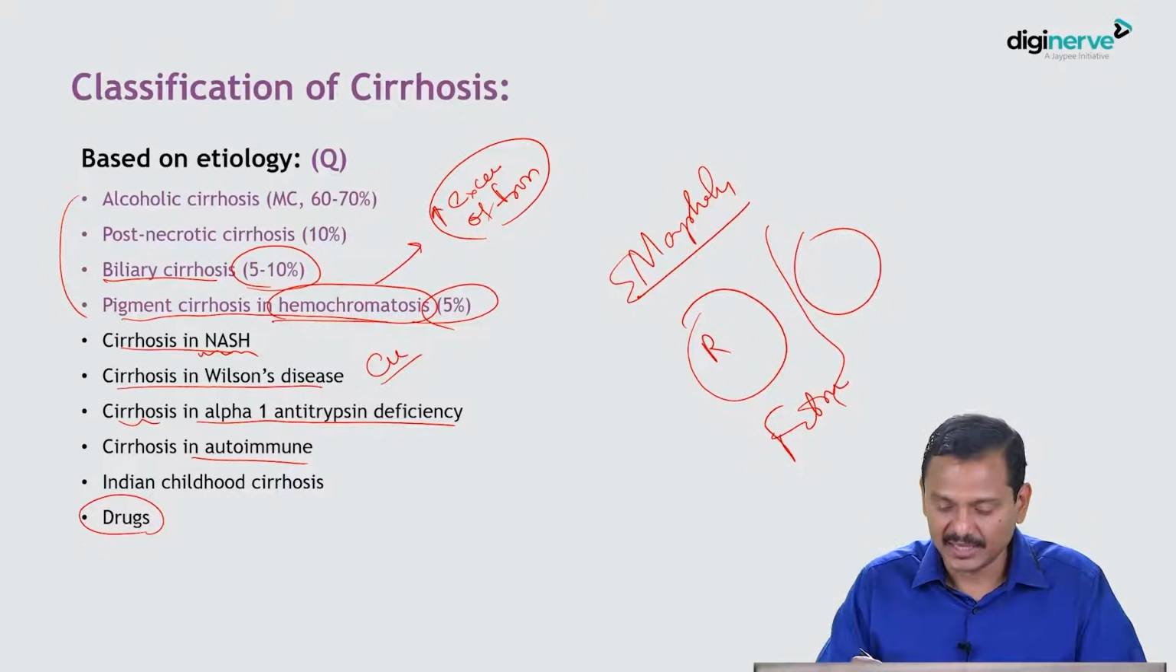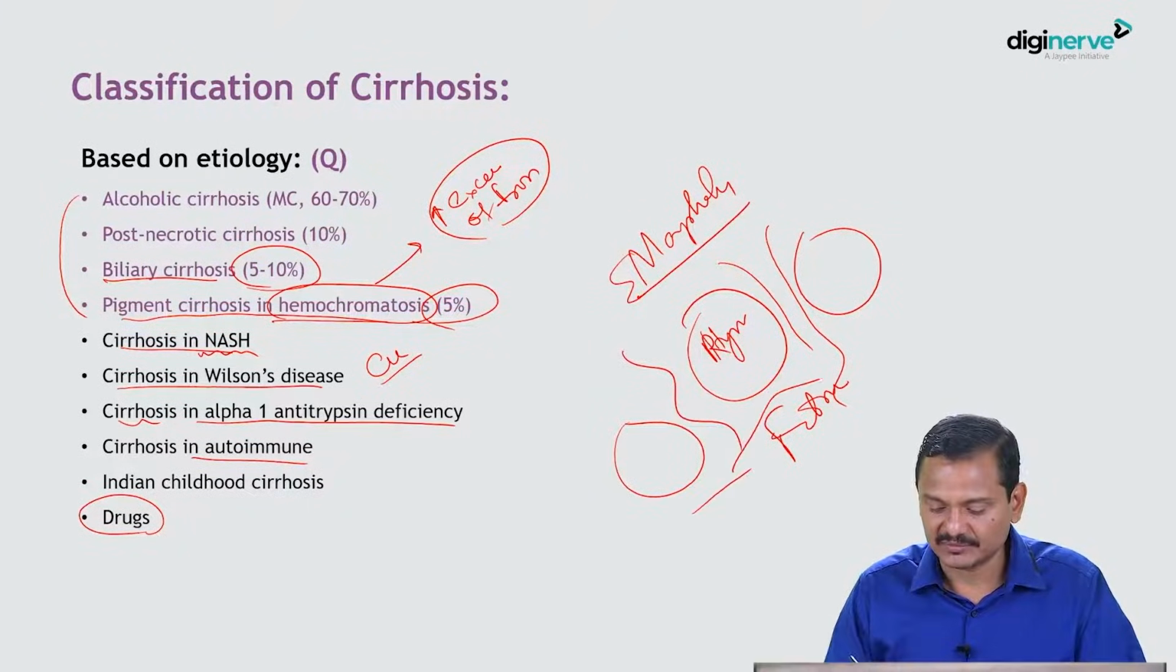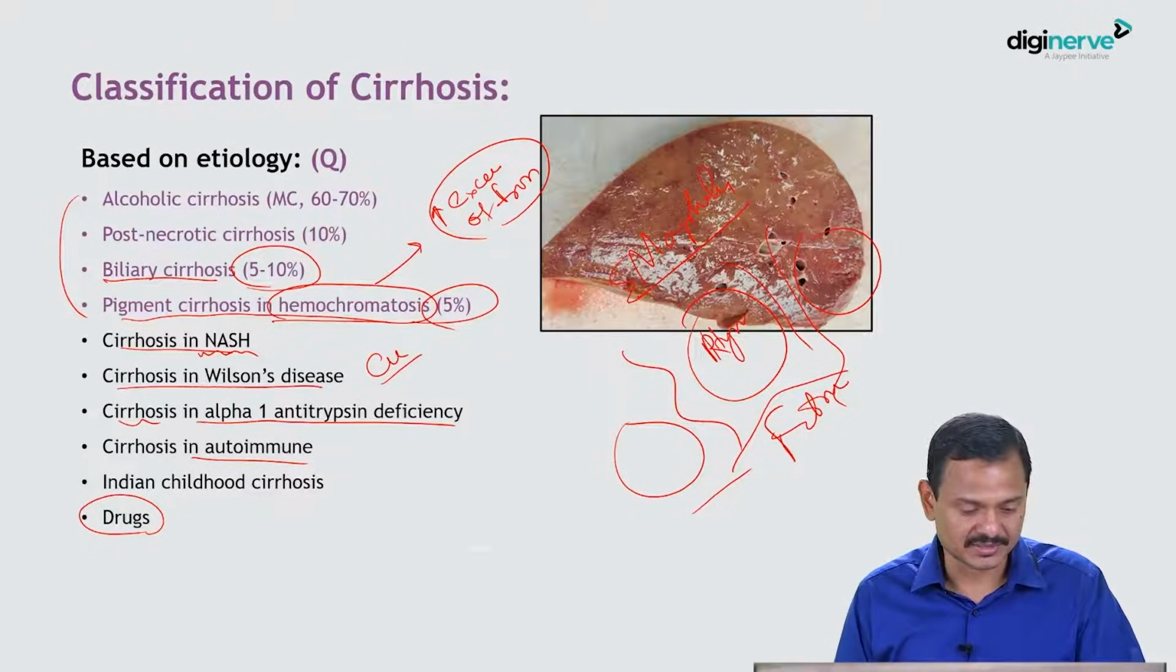Okay, so you will have basically nodules as well as fibrosis. So nodular hyperplasia, or these are hyperplastic nodules or regenerative nodules, and in the intervening areas you will have areas of fibrosis, and the morphology remains the same.